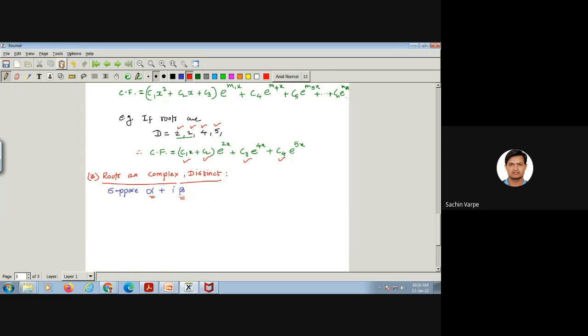So there is one standard result in the complex that if a plus ib or alpha plus I beta is root, then its conjugate is also a root automatically. If alpha plus I beta is root, then alpha minus I beta will also be a root, right? So with this, we observed that the complex numbers always come in pair.